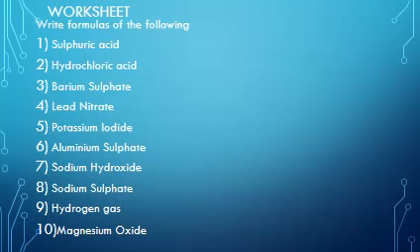So last is our worksheet. I would like you to practice all the formulas which we have come across during this session, like sulfuric acid, hydrochloric acid, barium sulfate, which is given in the question in your textbook, lead nitrate, potassium iodide, aluminum sulfate, sodium hydroxide, sodium sulfate, hydrogen gas, and magnesium oxide. So please go through the 9th standard chapter where the valencies and how the formulas are made in chemistry, because that is very, very important.